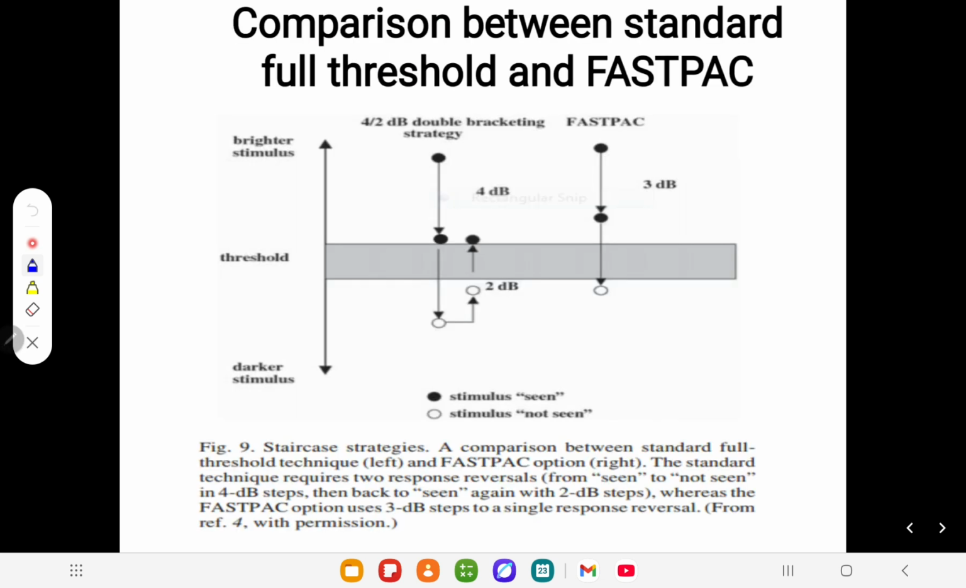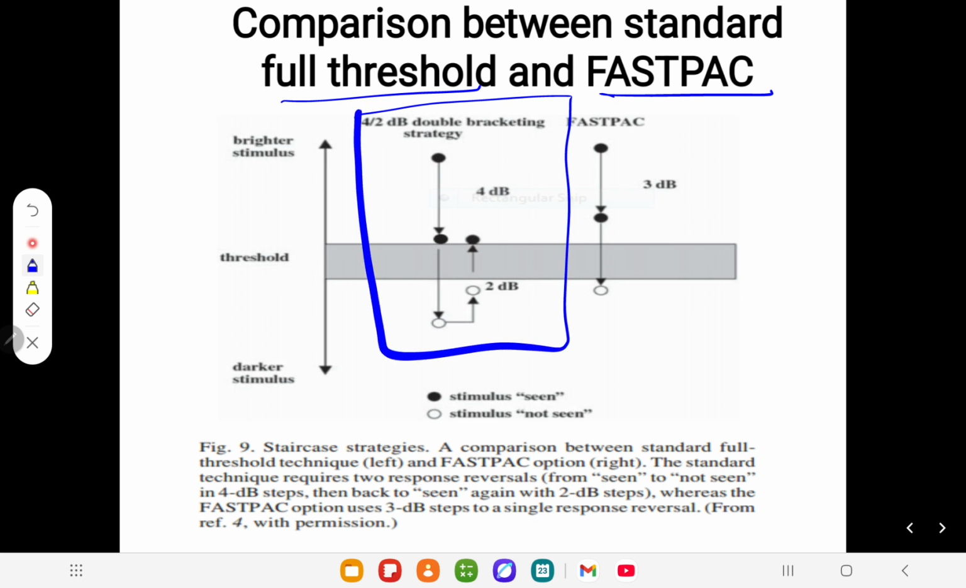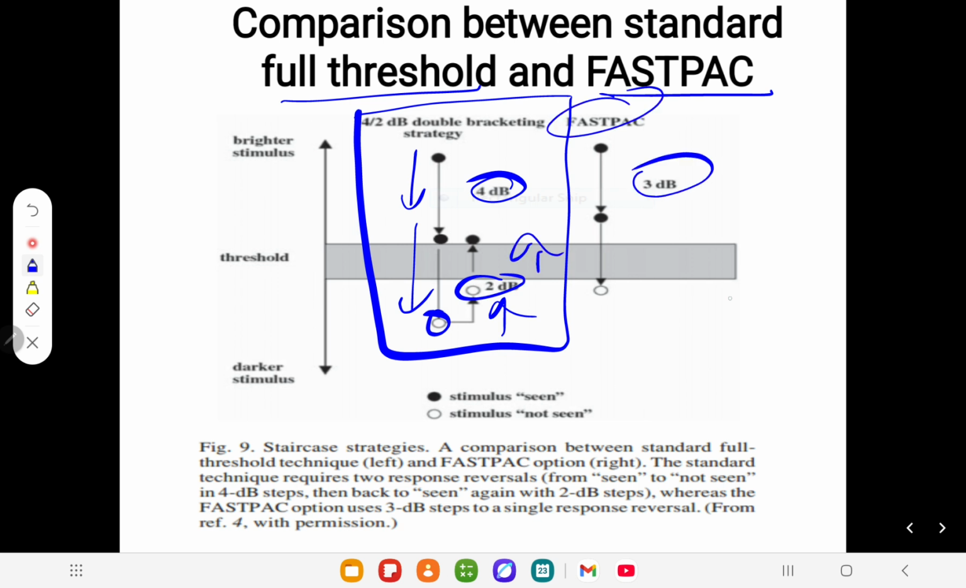Okay. So what is the comparison between standard full threshold and Fastpac? Full threshold is the good old 4-2 bracketing technique. It reduces first by 4 decibel, then again 4 decibel. If not seen, then it is increased by 2 decibel and again 2 decibel. But in Fastpac, you only go on reducing by 3 decibel, seen, then reduce 3 decibel again. When it's not seen, the last seen point we take as the threshold. Okay, that's simple.